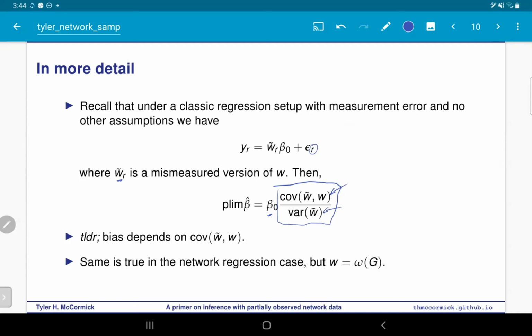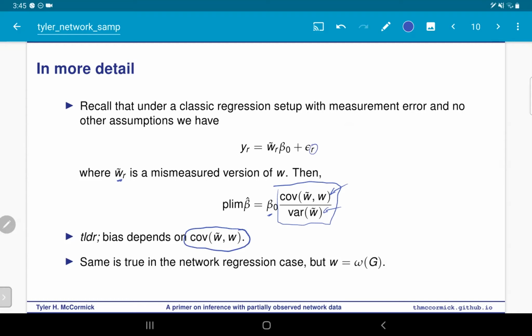So essentially, this is just a manipulation of the regression coefficient, the estimate for the regression coefficient, that then has the actual value W substituted in as well. So the key point here is that this bias depends on the covariance between the observed W tilde covariate and the actual covariate W. And again, this is the fully general case, right?